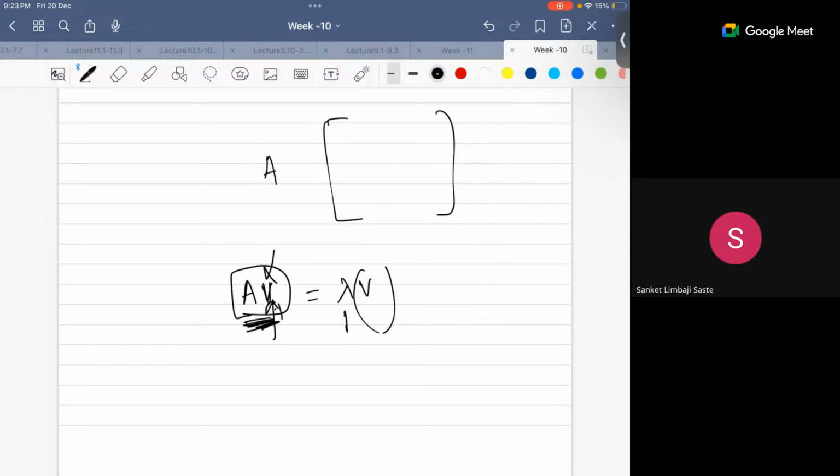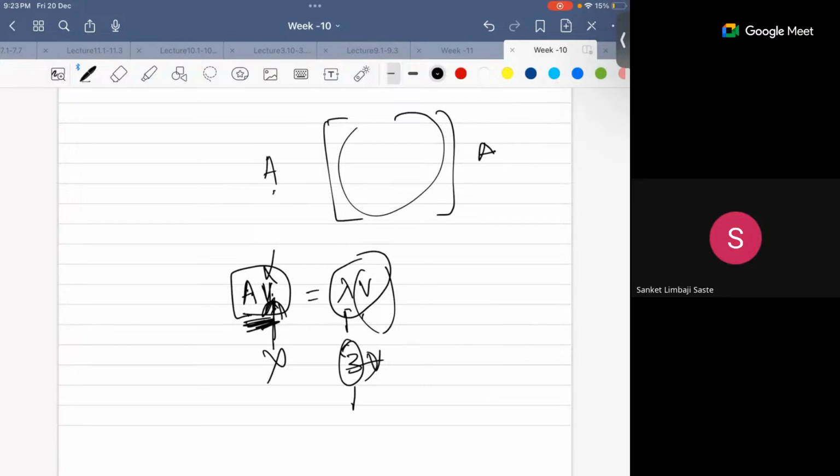Yes, sir. If you are multiplying A times V, whatever matrix has been given to you, that is not that difficult to multiply. And if you are getting, for example, 3V, then you can get an idea that this is an eigenvector corresponding to lambda equals 3, right? And if you are not getting this form of V, then you can directly reject this V. This can't be an eigenvector for sure, because whenever you multiply A times V, the right side must be something in this form. Then only this will be an eigenvector.